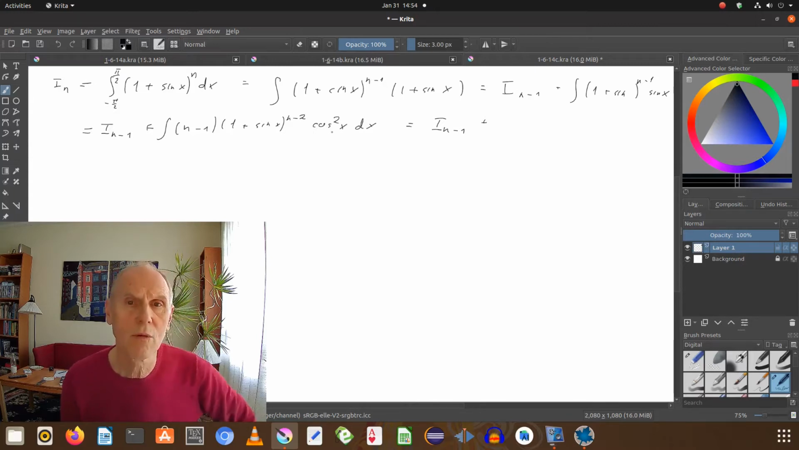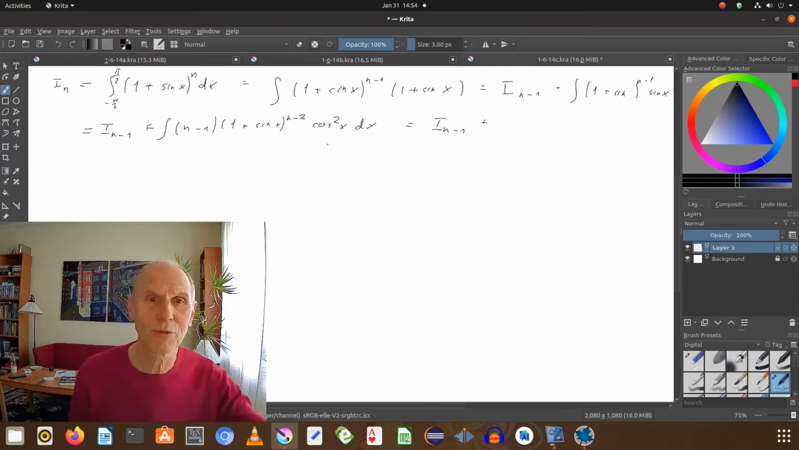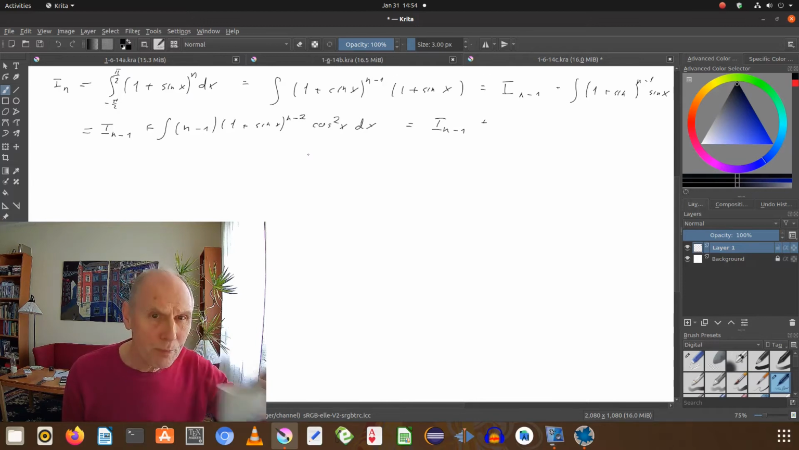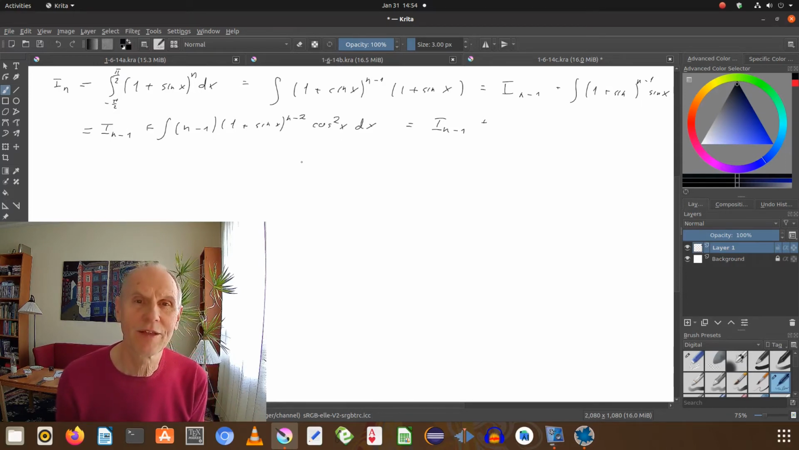this is 1 minus sine squared, and that was where I stopped the other time, because we have to write it as 1 plus sine squared. So that was where I stopped the last time. And that was why I didn't choose that road.